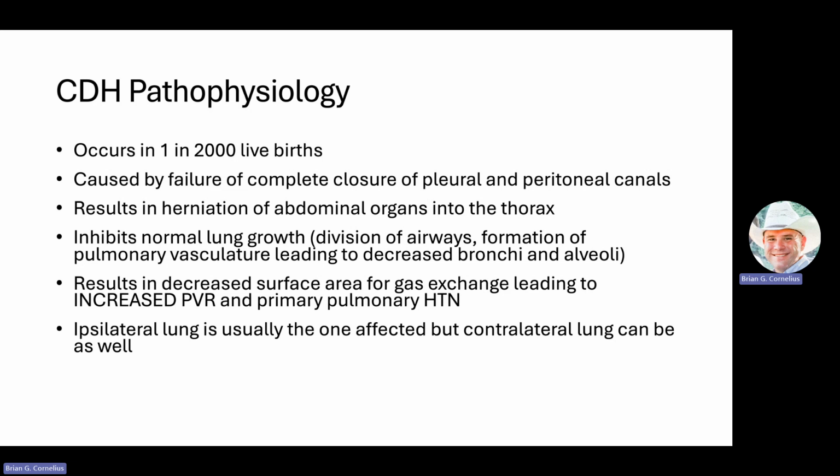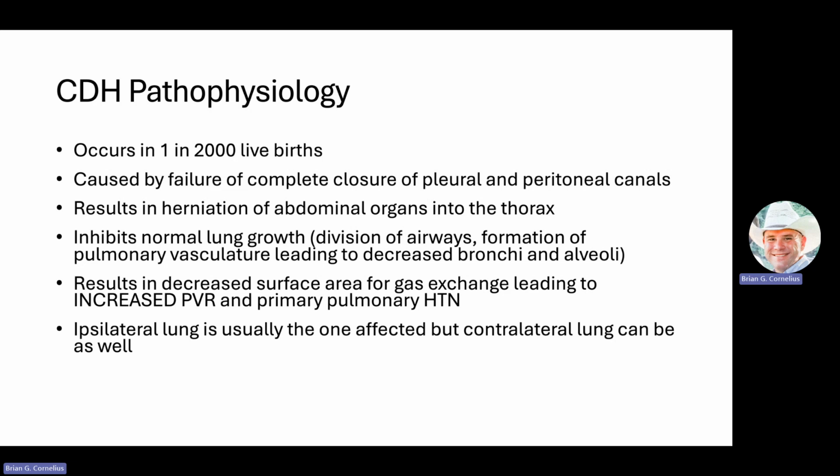So, not extremely common, but 1 in 2,000 live births is common enough to make me worry about it, especially if you're potentially considering becoming a parent. Why does it occur? For some reason, there is incomplete closure of the pleural and peritoneal canals. So your abdominal contents are going to herniate up into the thorax, as I said.